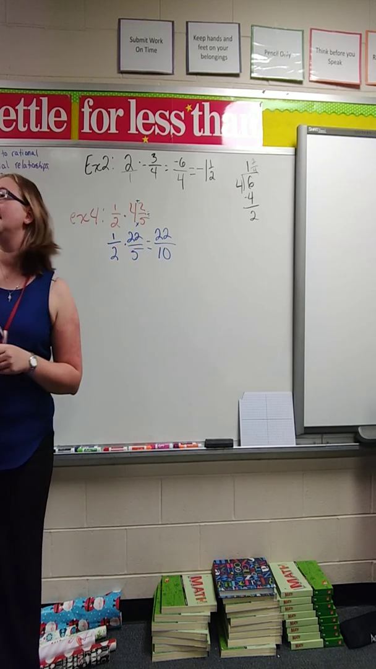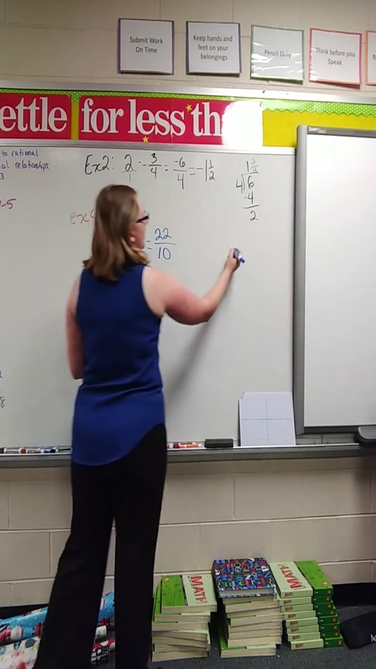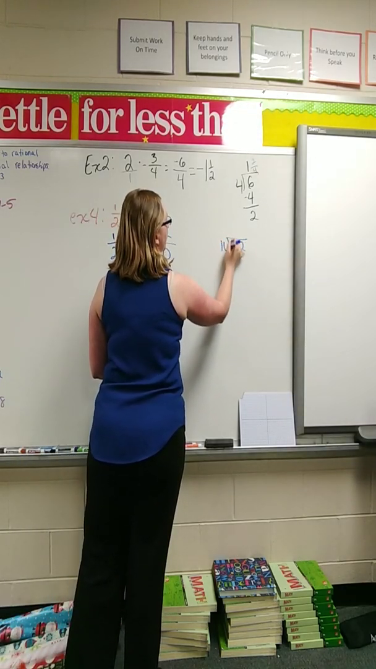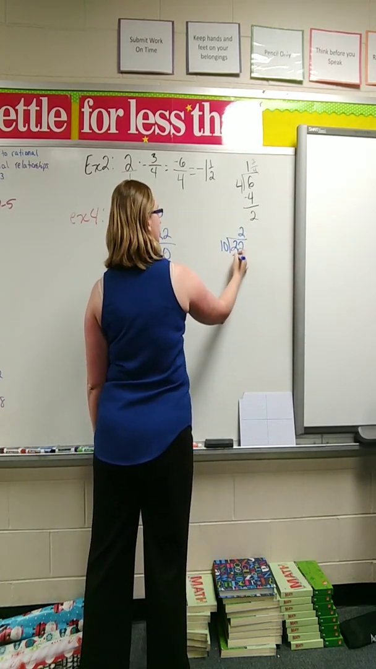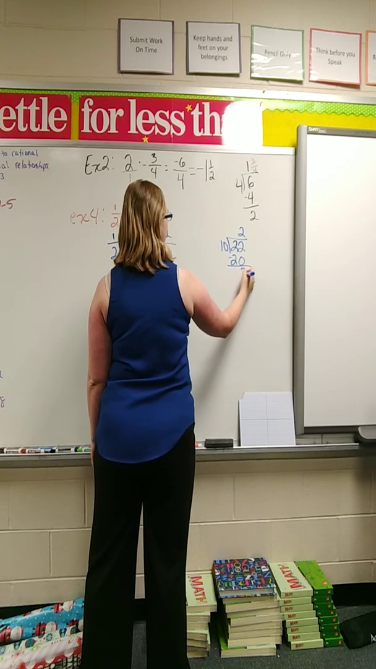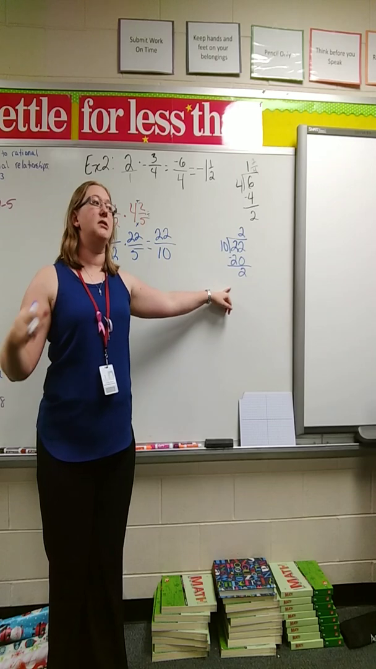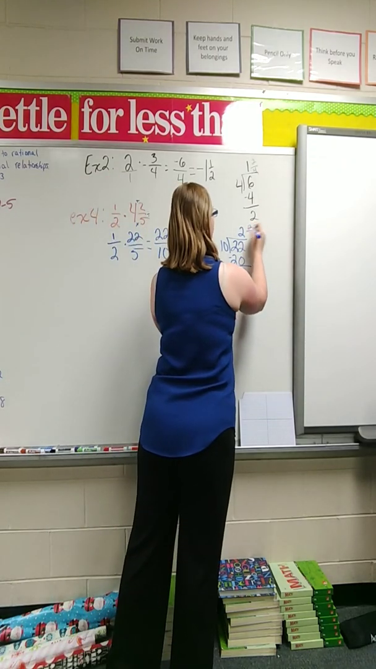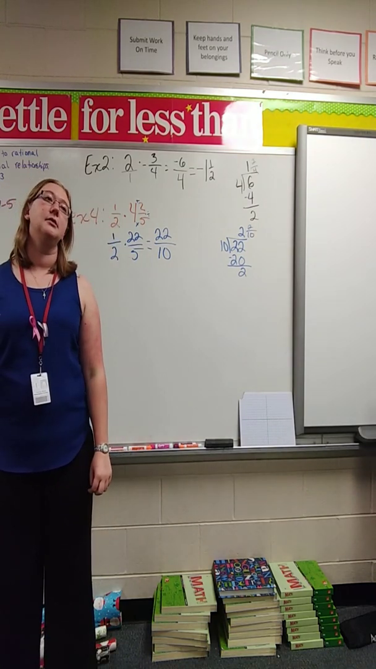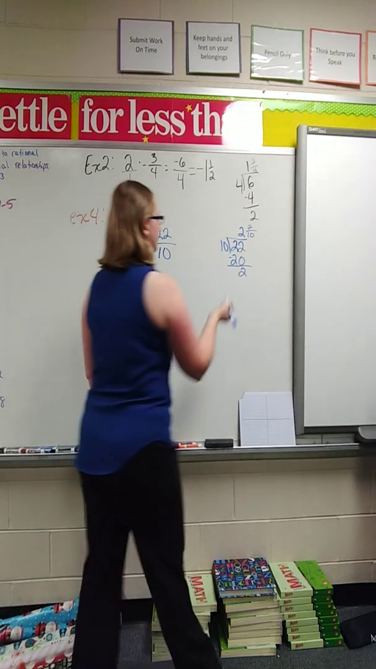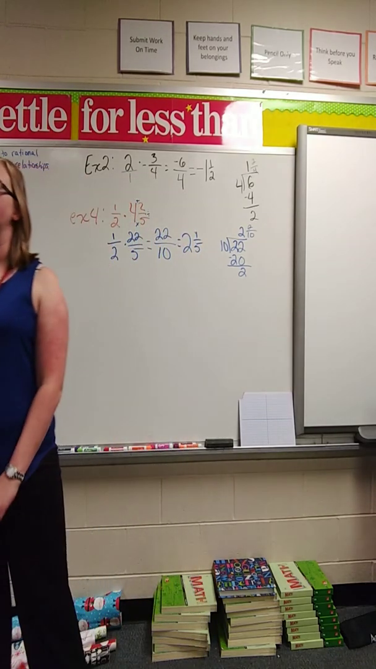22 over 10 is an improper fraction. How do I get rid of that improper fraction? I divide 22 by 10. 10 goes into 22 two times. 2 times 10 is 20. Subtract and I get 2. My remainder is a 2, which becomes my numerator, and 10 becomes my denominator. Can I simplify 2/10? Yes, and that becomes 1/5. So the answer is 2 and 1/5.